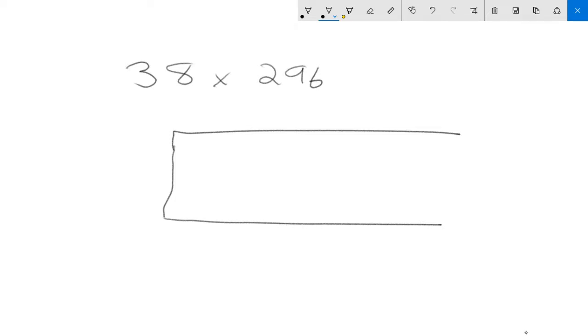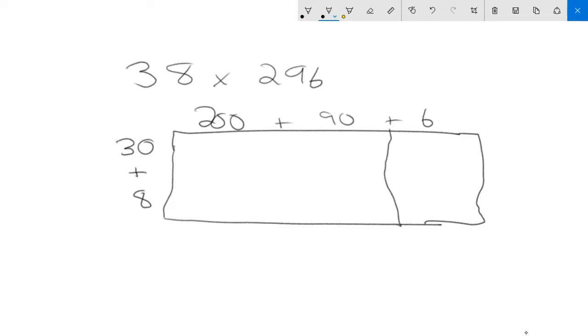So I normally put the smaller number on the side here. It doesn't matter. So I'm going to do 30 plus 8. Okay, 38. That's the expanded form of 38. On the top then, I'm going to put 200 plus 90 plus 6. There you go. That's 296 right now in expanded form. Everywhere where there's a plus, that's where I'm going to divide my box up. So I'm going to go ahead and divide it up that way, but also this way as well.